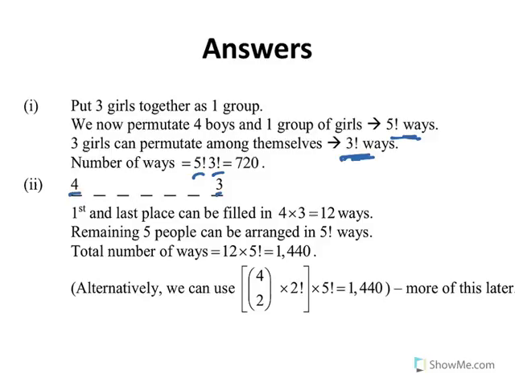So you can see, usually the first and last place can be filled in 12 ways. 4 choices for the first slot, 3 choices for the last slot. In between, there are a total of 5. Note that people are distinct, so we have 5 ways, 4 ways, 3 ways, 2 ways, 1 way. The remaining 5 people can be arranged in 5 factorial ways. So it's 12 times 5 factorial.